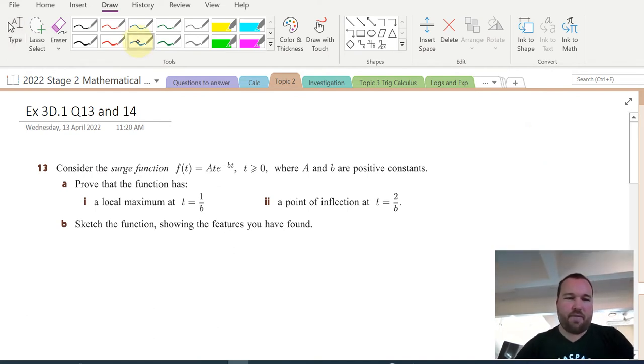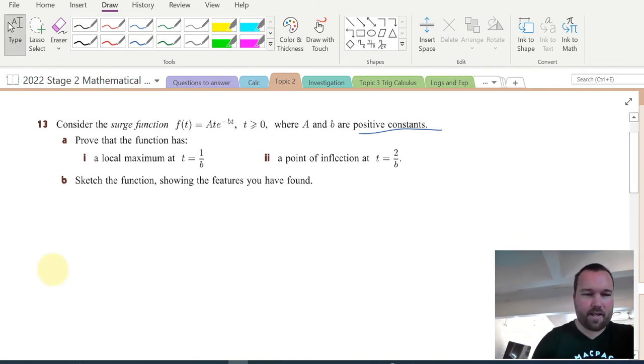Consider the surge function f(t) equals a t e to the minus bt, when t is greater than or equal to 0, where a and b are positive constants. Prove that the function has a local maximum at t equals 1 on b.